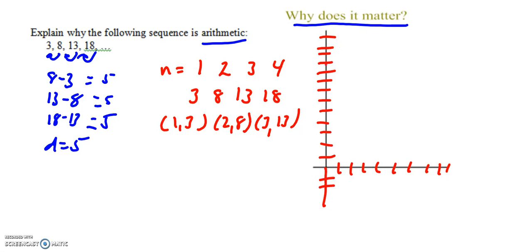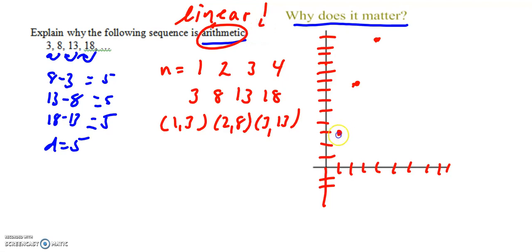So if I'm careful graphing these points, (1, 3), (2, 8), and (3, 13), it looks to me that I'm going to be getting a straight line, which makes me think that an arithmetic sequence is always going to be linear, and that's something I would highly suggest writing down.